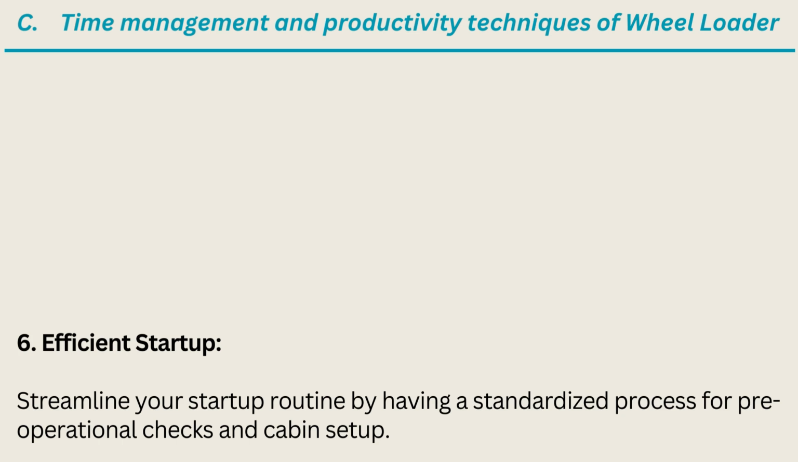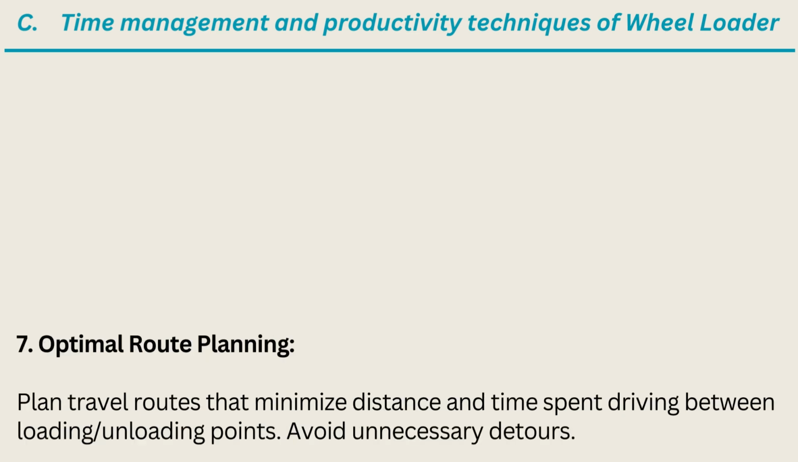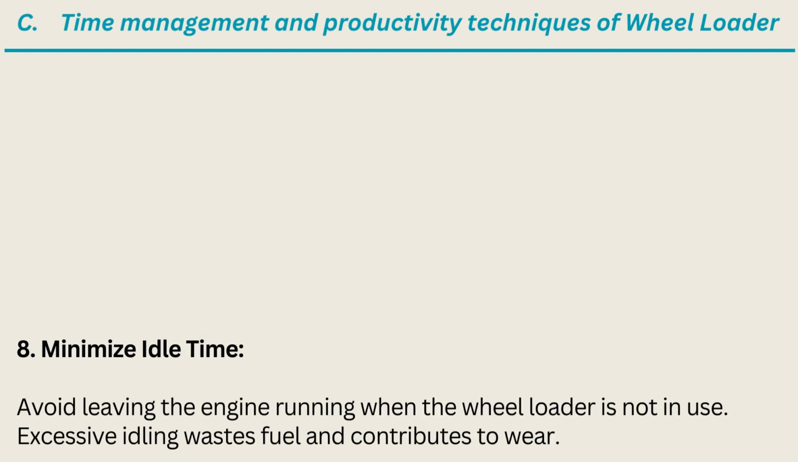6. Efficient startup. Streamline your startup routine by having a standardized process for pre-operational checks and cabin setup. 7. Optimal route planning. Plan travel routes that minimize distance and time spent driving between loading/unloading points. Avoid unnecessary detours. 8. Minimize idle time. Avoid leaving the engine running when the wheel loader is not in use. Excessive idling wastes fuel and contributes to wear.